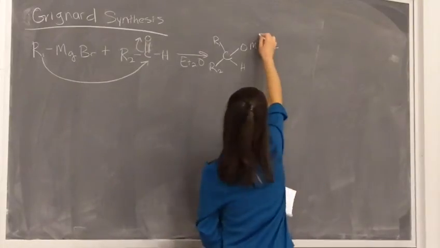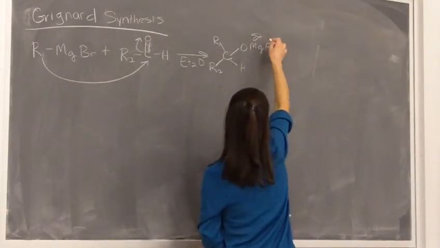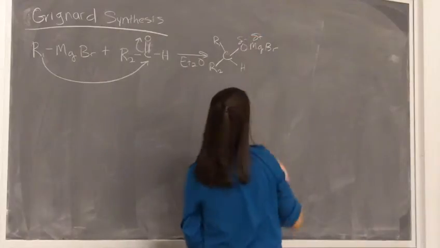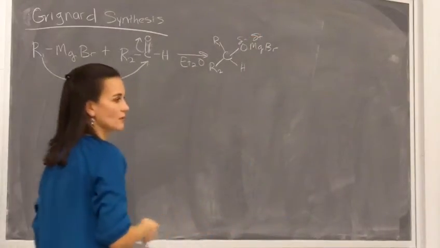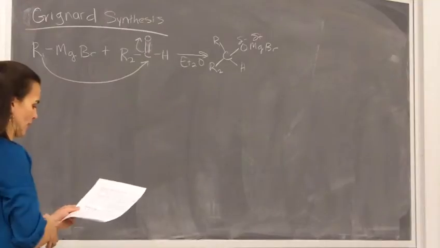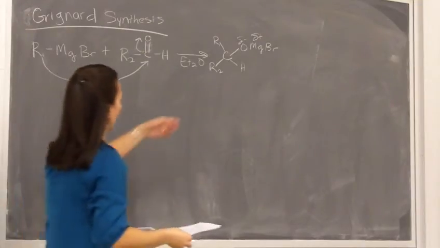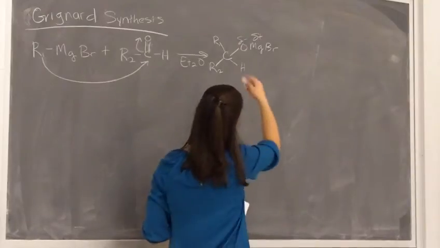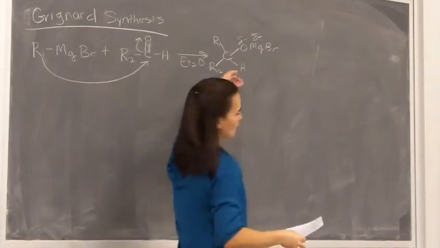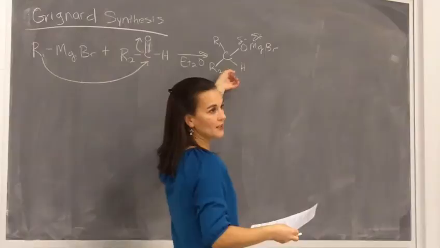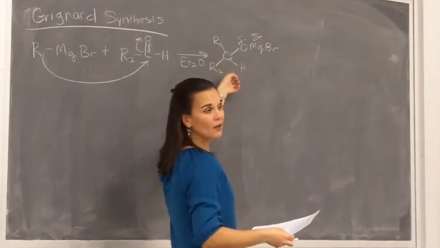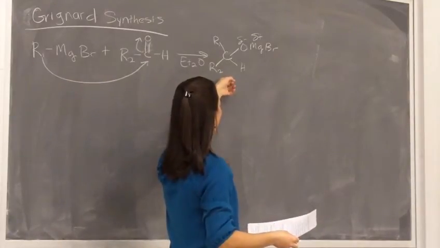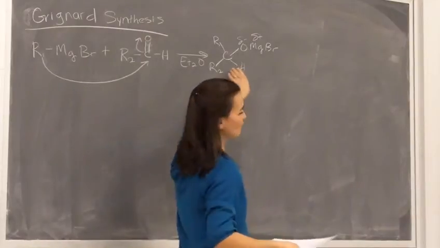And again, our magnesium does not change its partial positive charge. Our oxygen has a partial negative charge, which makes sense for oxygen. So we get this intermediate that we then need to quench. Just reacting our Grignard reagent with our aldehyde is only going to get this far.